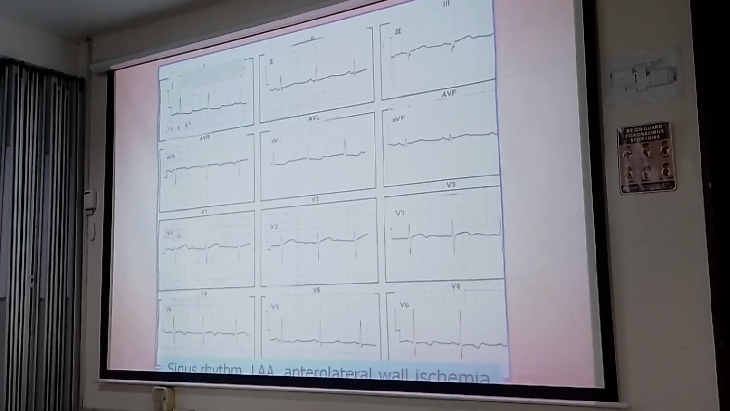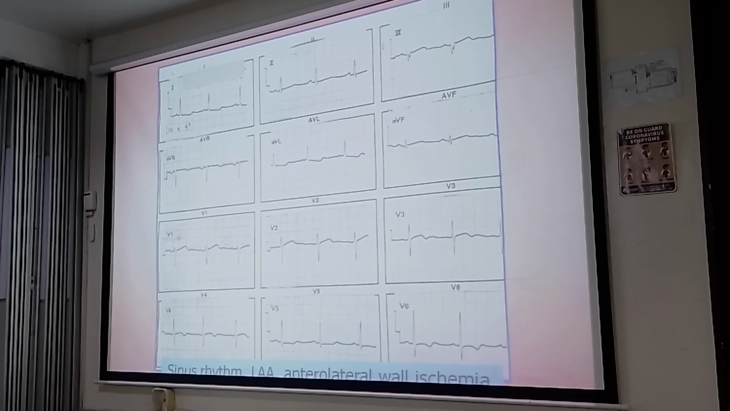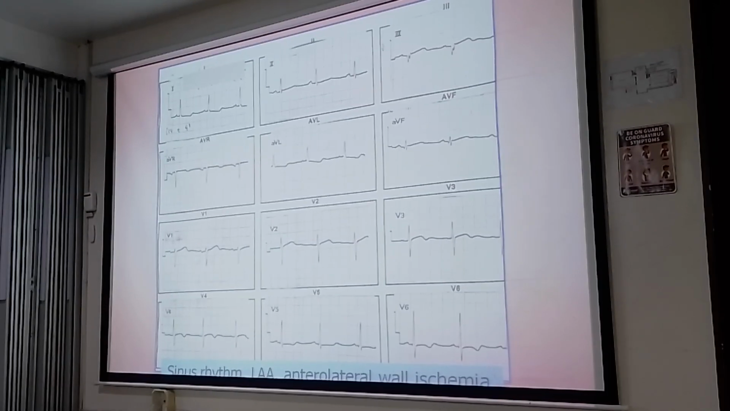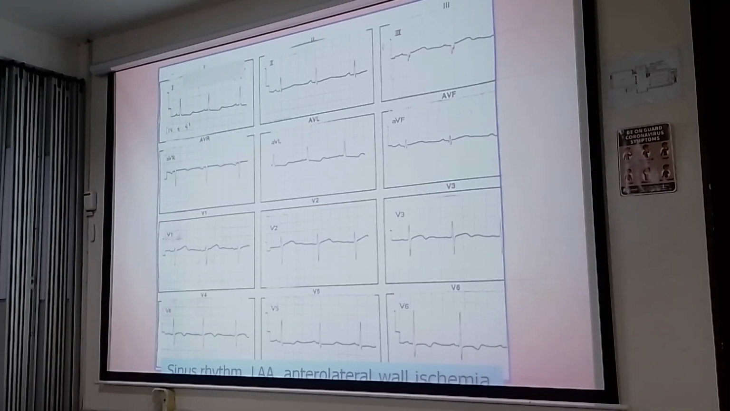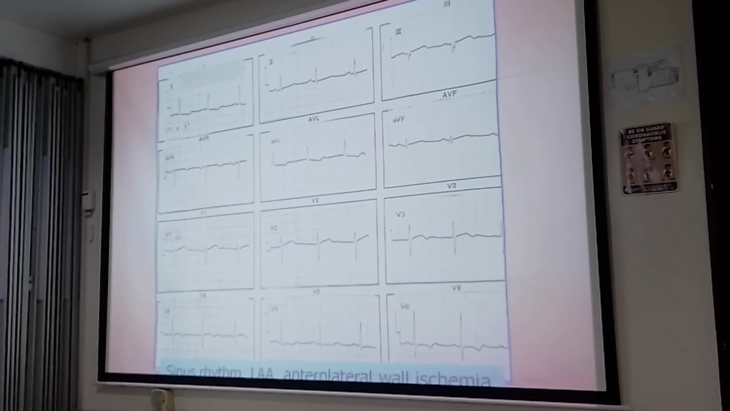So, anterolateral wall ischemia. Look at V4, V5, V6. In V4, you have T-wave inversion, that's obvious here. V5, V6, you have ST depression and T-wave inversion. Okay? Ischemia.